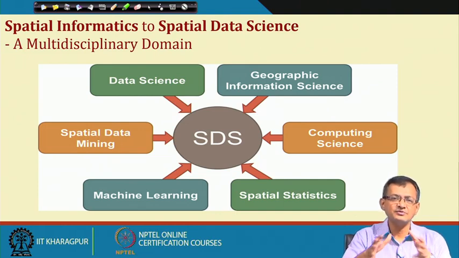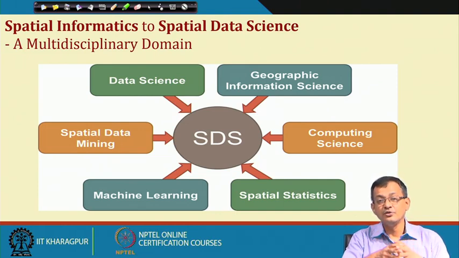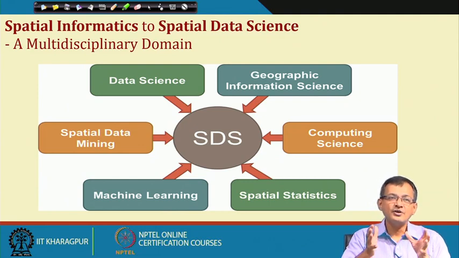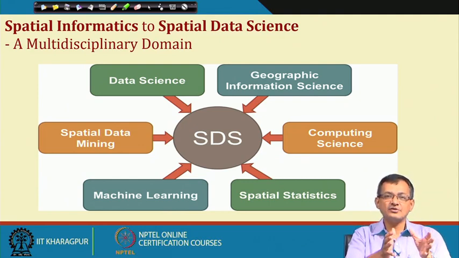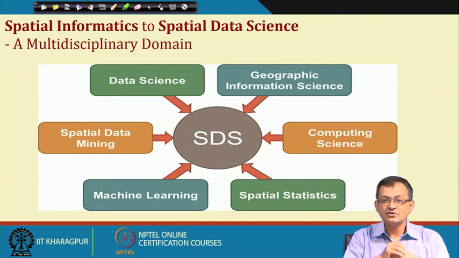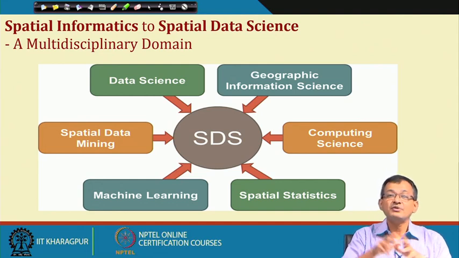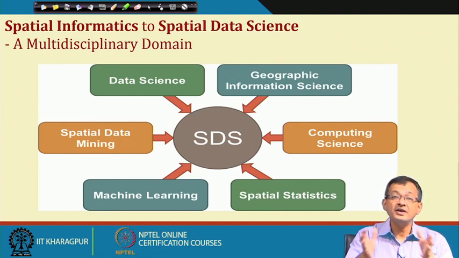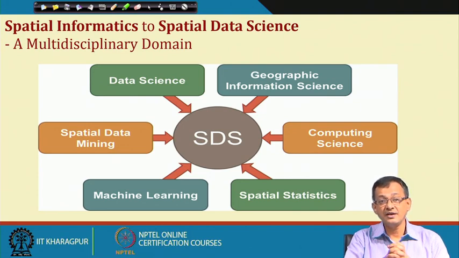I thought it would be good to mention in the introduction that there is a concept of spatial informatics, or what is more looked at as spatial data science. There are arguments about whether they are the same thing, but we are not going into those. We would like to see it as a data science problem. It is a multidisciplinary problem where we definitely require computer science, spatial statistics, machine learning, and spatial data mining. So, these are all CS related.